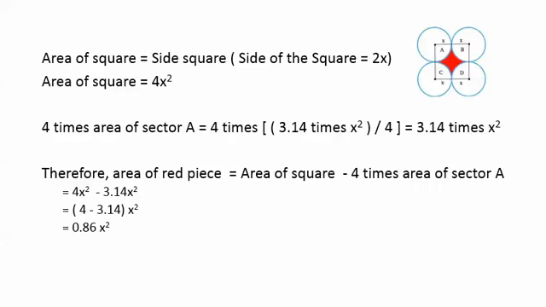Therefore, let's go to our original question. What is the area of the red piece? The red piece is equal to the area of the square minus 4 times the area of sector A, which is 4x squared minus 3.14x squared, which is 0.86x squared. So the thing that you need to remember is that the red piece can be found as the total area of the square minus 4 times the sector. You know the sector area, you know the square area, and you find this value. So 0.86x squared is the answer.